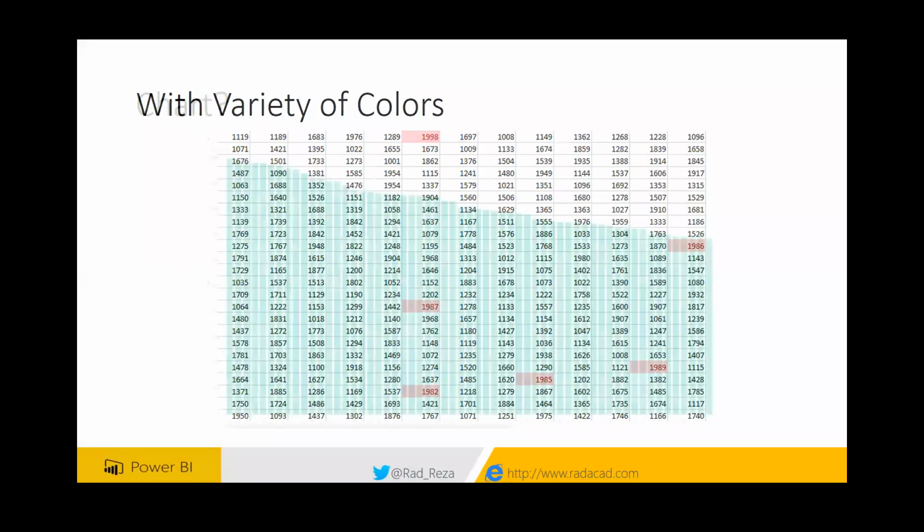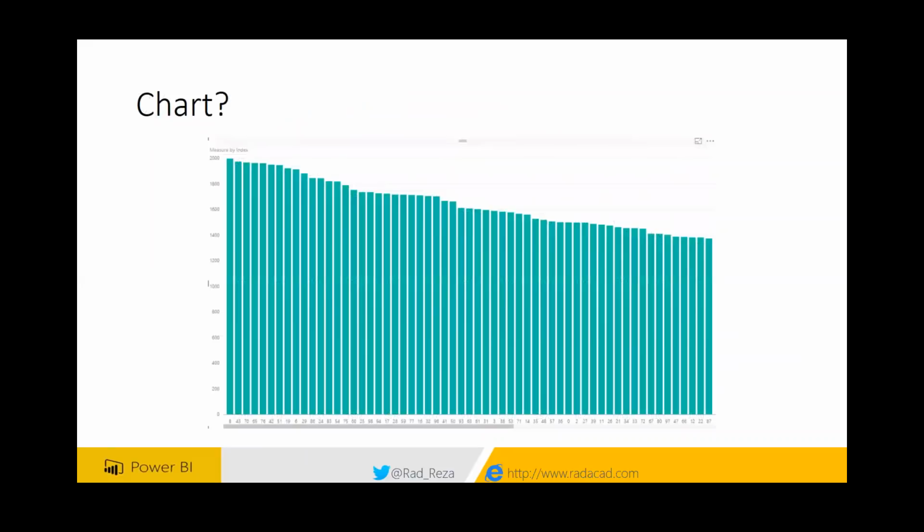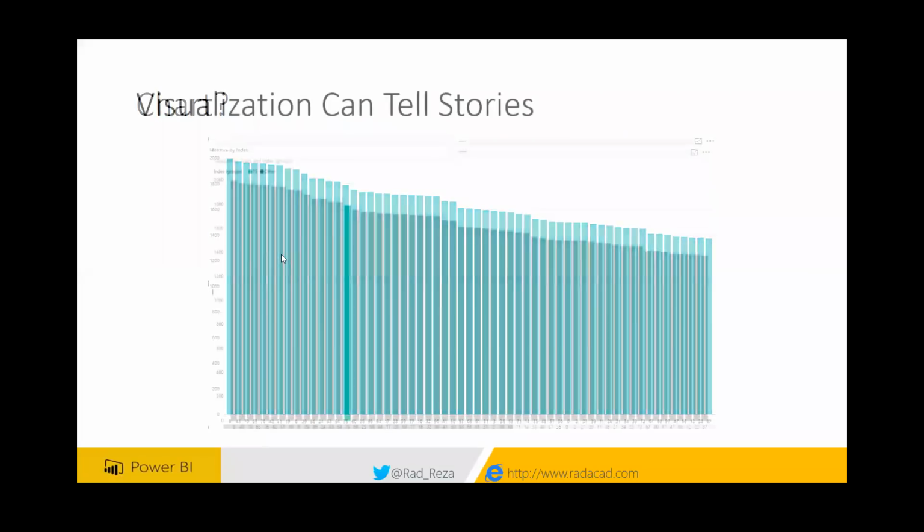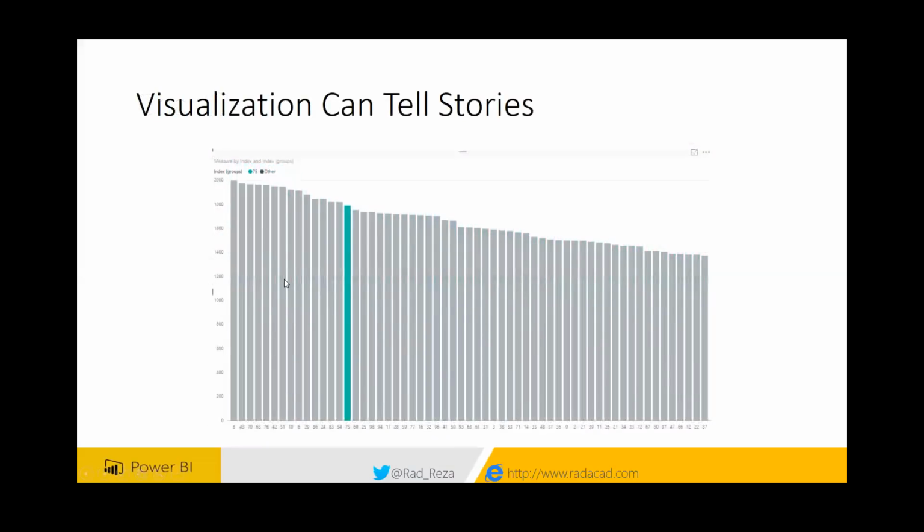If I change it to a chart, it can tell much more stories. It can actually tell that this is the biggest number we got, the number after that, all other numbers after this, and I can see the flow of these numbers. In this chart, everything is still in one color. I can change the color of one of these, and then my visualization can tell stories.